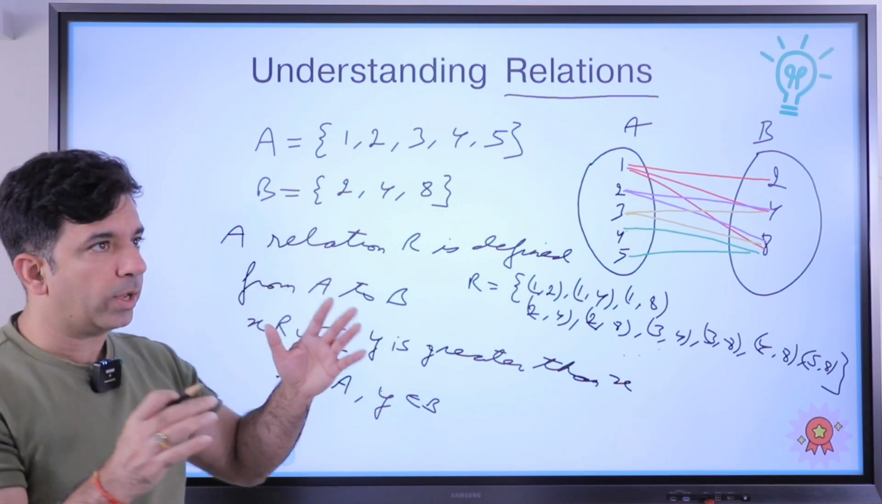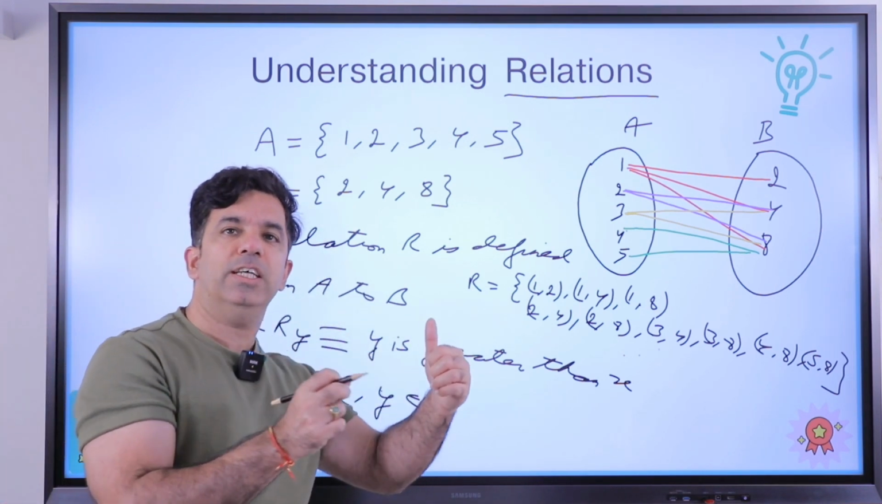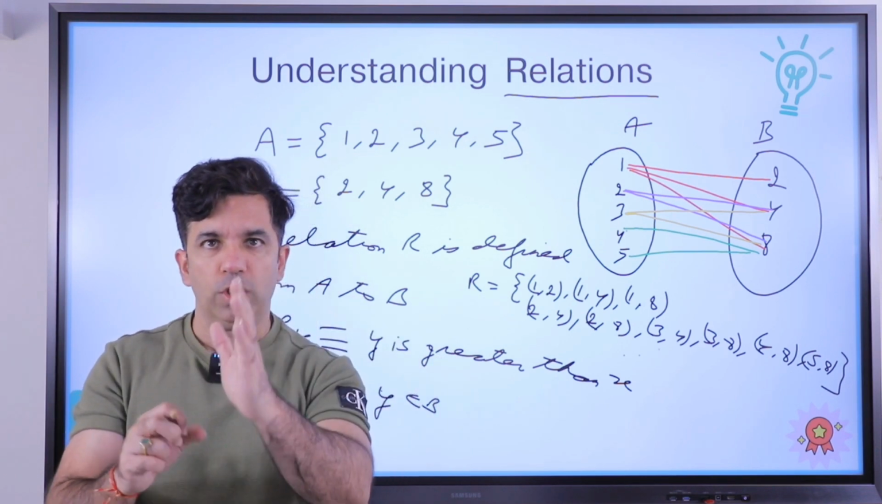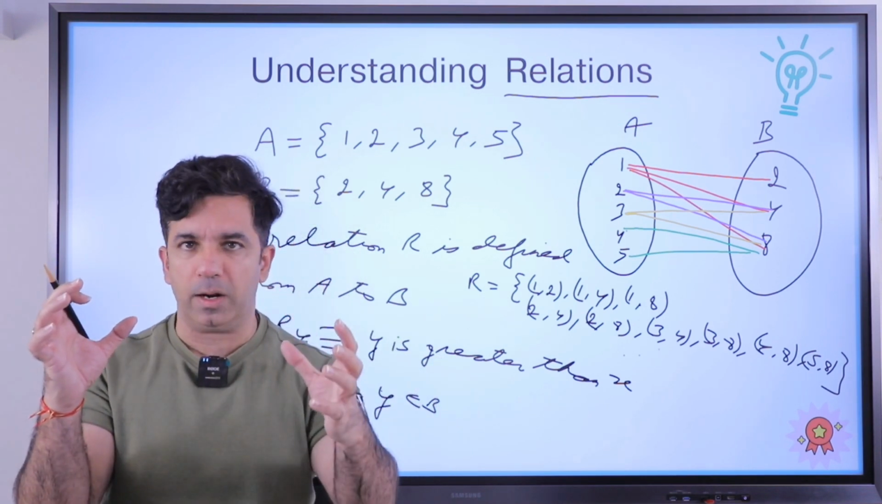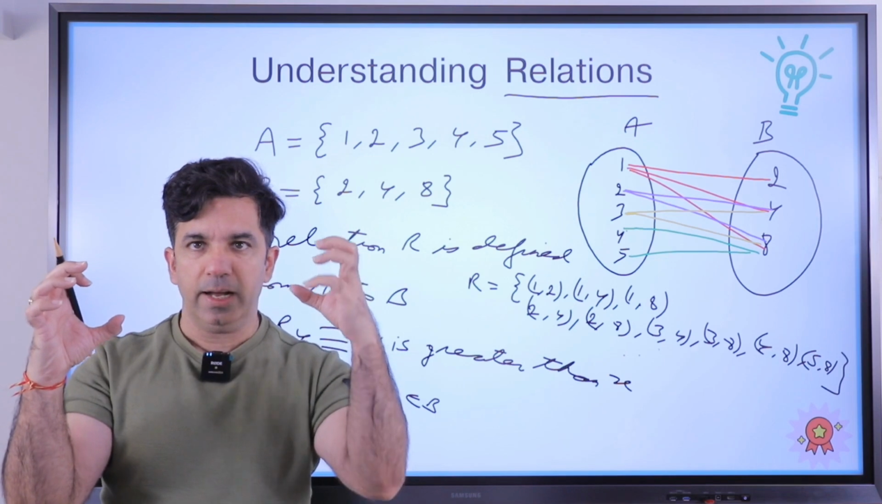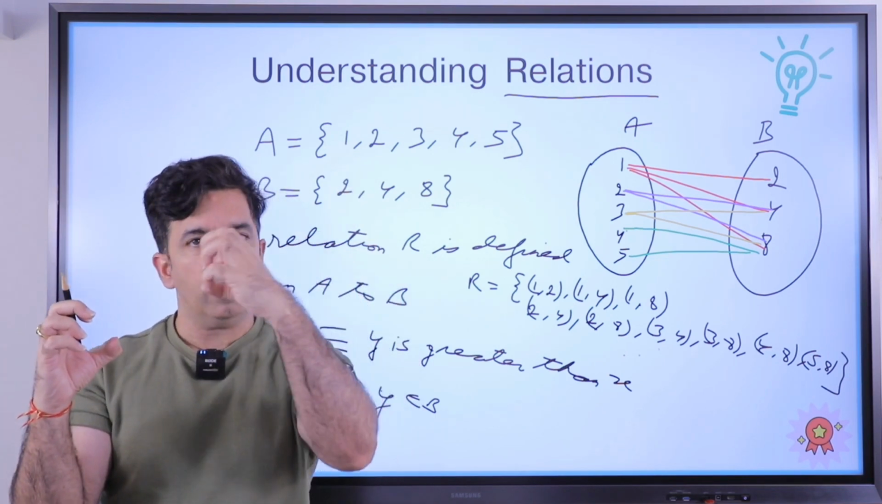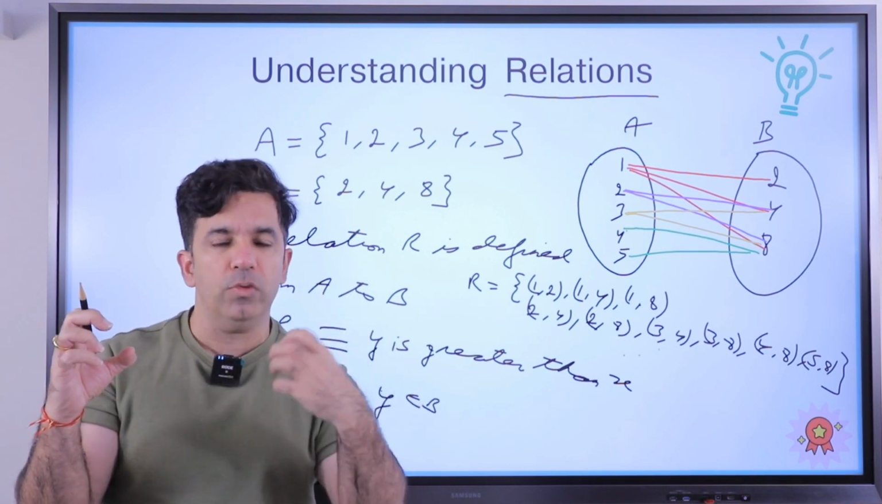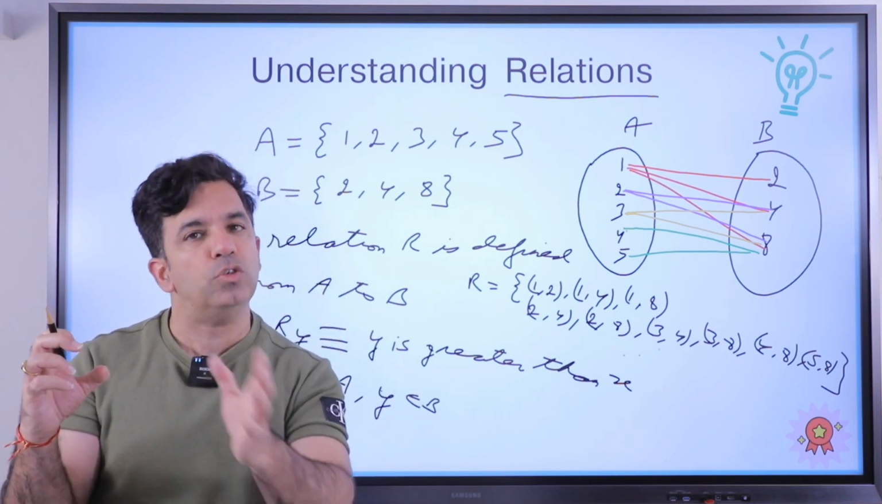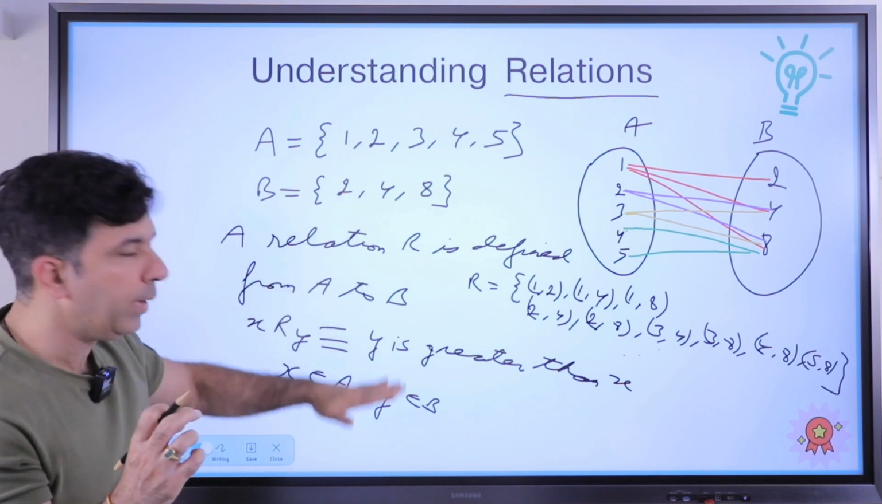Just try to understand that the basic idea of a relation should start coming into our mind: there are two sets, and somehow elements of this set are connected to elements of this set. The way they are connected, the logic through which these two sets are connected, is actually our relation. So this is the basic sense.